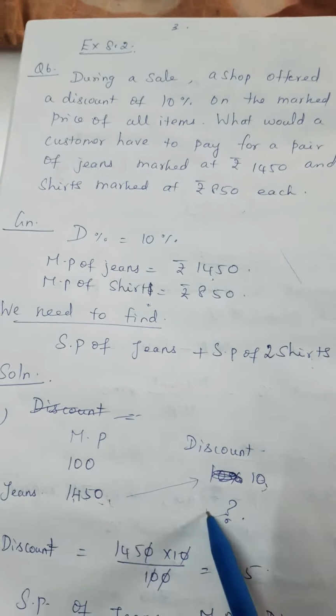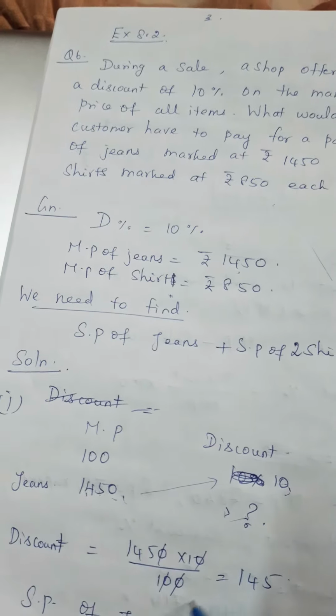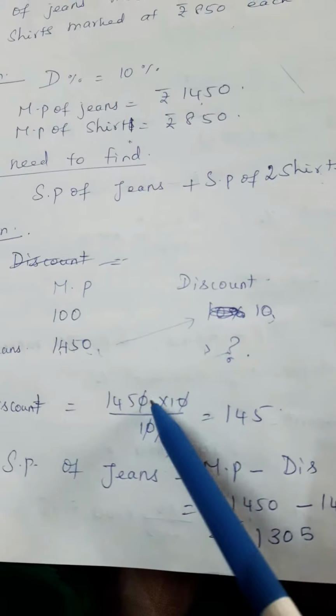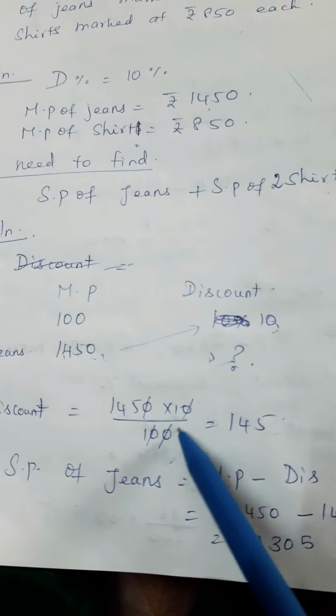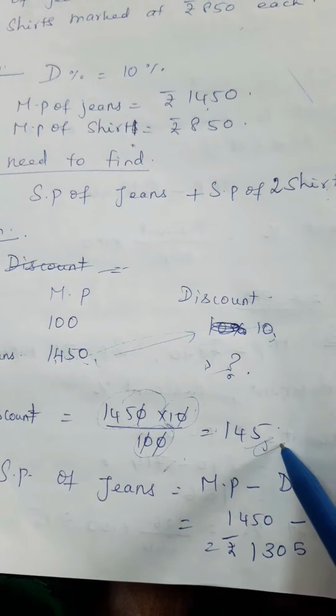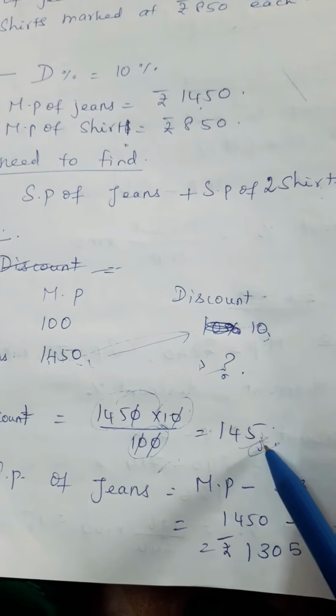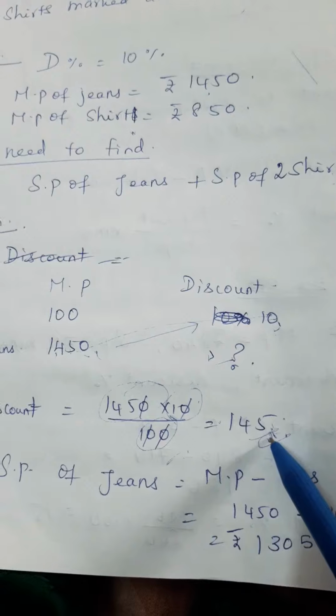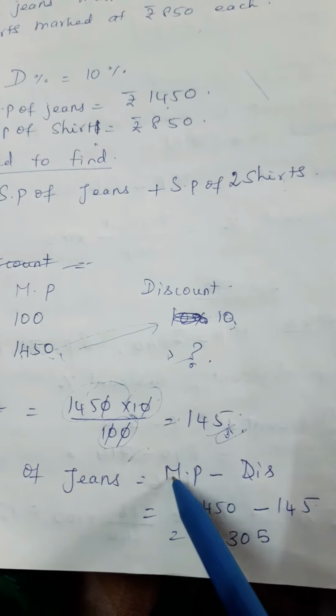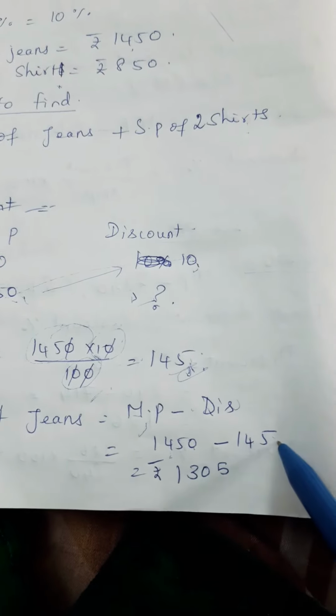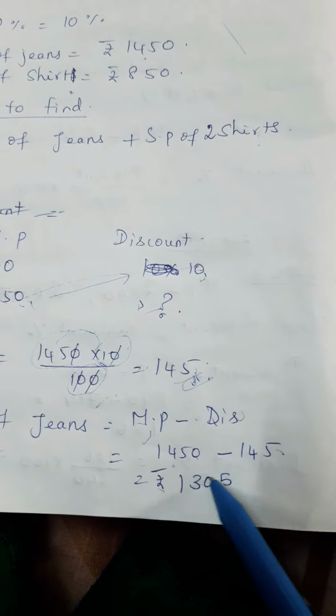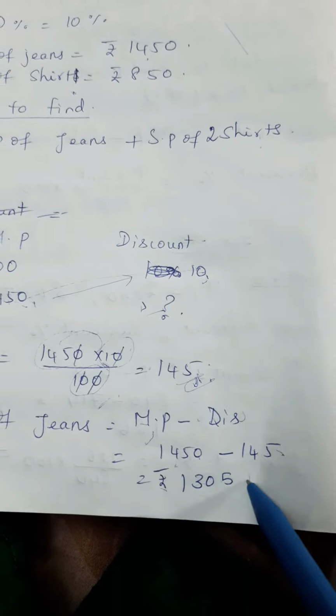So how can we find out? 1450 into 10 by 100. Out of 100 rupees, 10 rupees is the discount. Out of 1450, how much is the discount? So 1450 into 10 by 100. When you solve it, we get 145 rupees discount. This is the discount amount, but we need to find the selling price. Selling price is marked price minus discount, which is 1450 minus 145, which gives you 1305. This is the selling price of a jean.